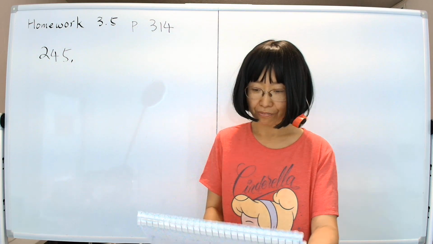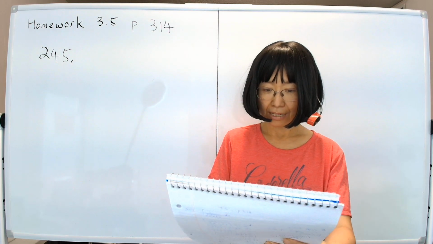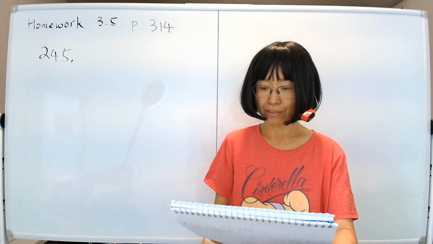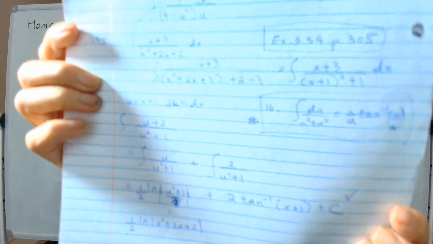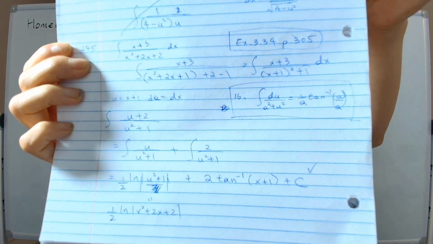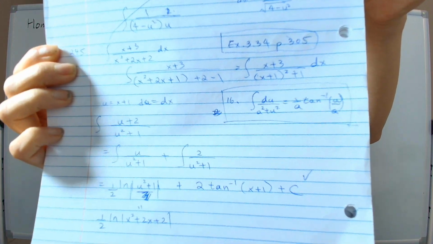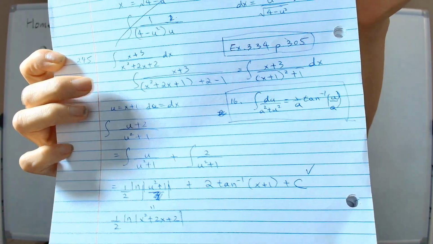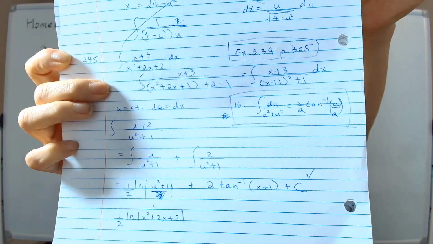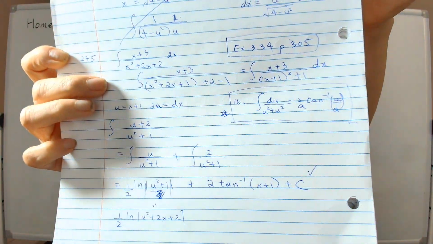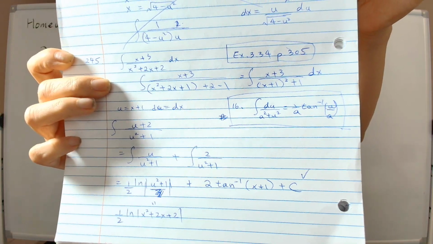Problem 245 is identical or similar to example 3.34 on page 305, which I have written down. Take a look at my notes. I'm waiting for this thing to focus. There it is. So the problem is a partial fraction situation, so you follow the partial fraction rules. But in this case, this thing doesn't break up, because it's got no real roots.